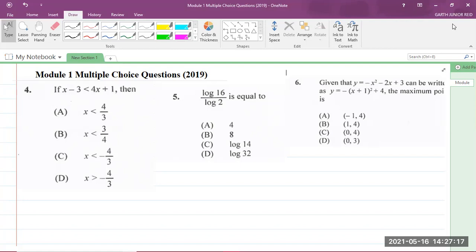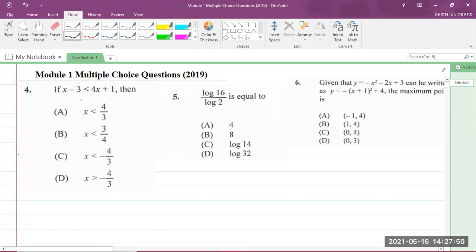We're going to be doing module 1, multiple choice questions, from the 2019 paper again. The last video I focused on questions 1 to 3, but someone said that they wanted more questions. I think 2 persons said that. So let's do it. We're going to focus on question 4 to question 11. Let's get into it.